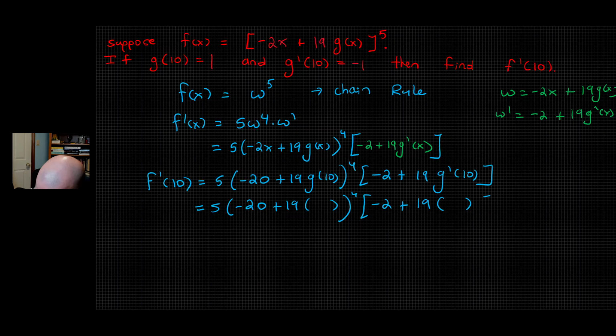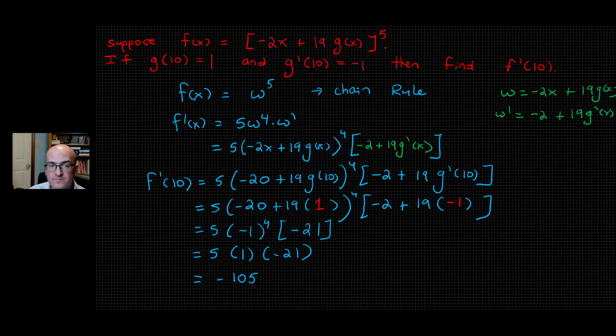Now plug in the data. G of 10, it says, is 1. G prime of 10, it says, is negative 1. So we're going to get 5 times negative 1 to the power of 4 times negative 21. So 5 times 1 times negative 21, we're going to get minus 105 as our answer.